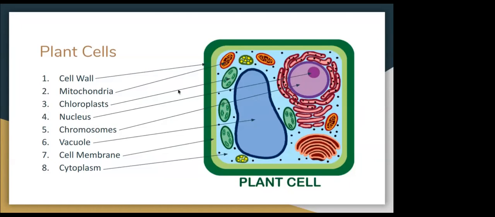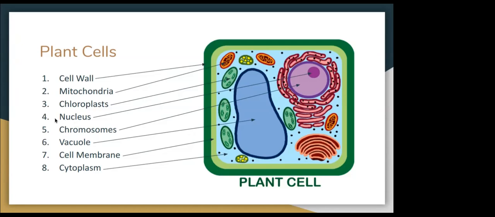Chloroplasts, number 3, these green things in there, those are chloroplasts. Now this is really cool, something that animal and human cells do not have. Only plant cells have these. That is the part of the cell that uses the process of photosynthesis for the plant to make its own food just by using sunlight, water, and nutrients from the soil. And it is able to make food for itself, which is really cool.